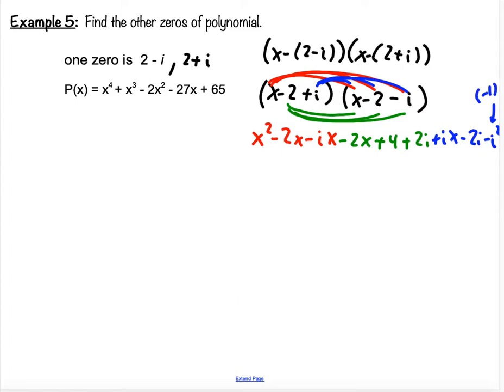All right, look to see what you can cross out. Notice you can cross out the minus ix and the plus ix. And you can cross out the 2i and the minus 2i. Combine your like terms. So I'm seeing I've got a minus 2x and a minus 2x gives me a minus 4x.